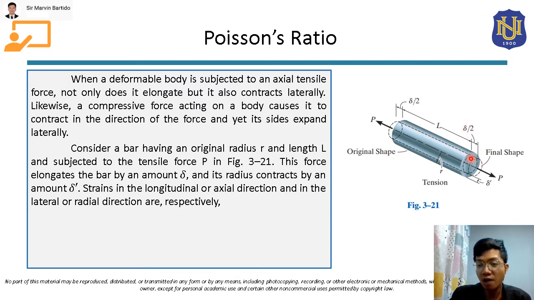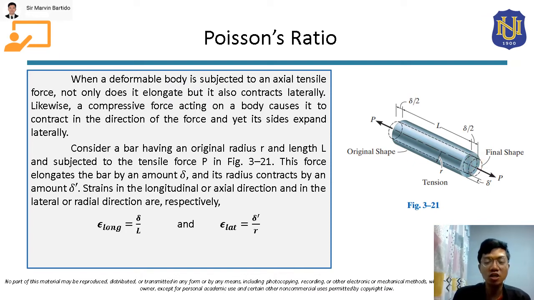Half of that deformation will be at this end, and the other half of that delta will be at the other end. So if the bar elongates, the circular cross-sectional area will decrease. This decrease is delta prime. We will use this as the change in the radius of the cross-sectional area.